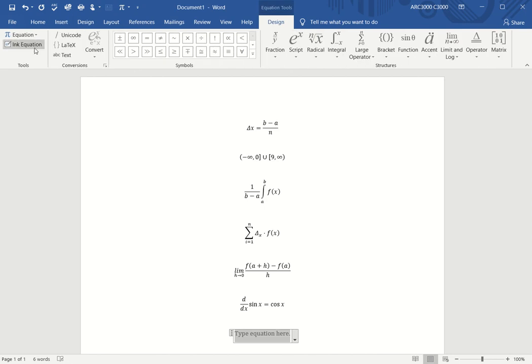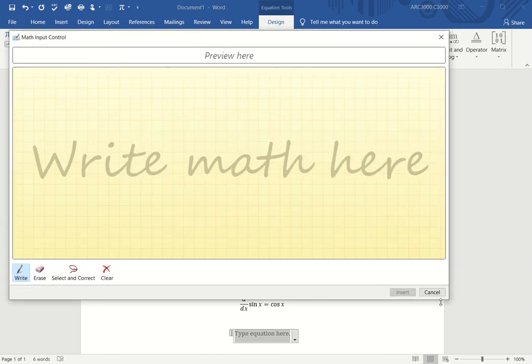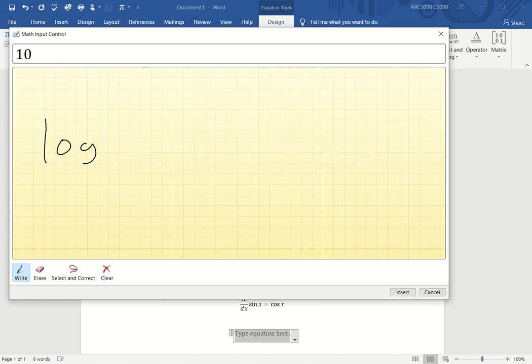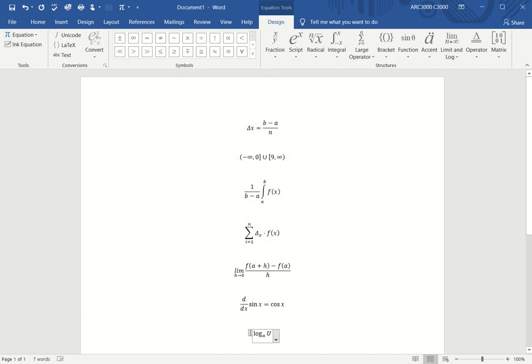Go to Equation, Ink Equation. You can also do logs, which are fairly simple. Log a of u. With this, go here. You want it to be a log. There you are. Insert.